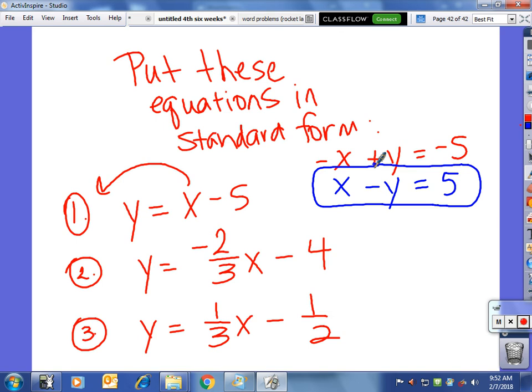Now here's the deal with number 2. This is what I have some kids do. They understand that the x term has to be with the y, so they move that over by adding 2/3 x. You can do that first. That's fine. And then they leave it like that. What's wrong with that?